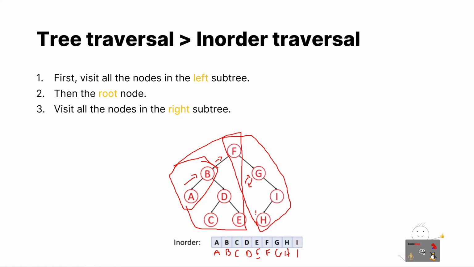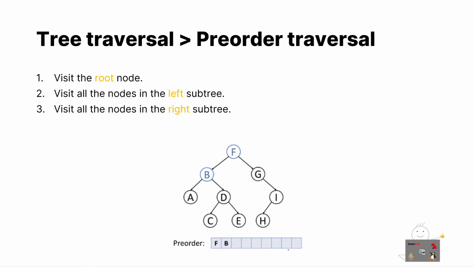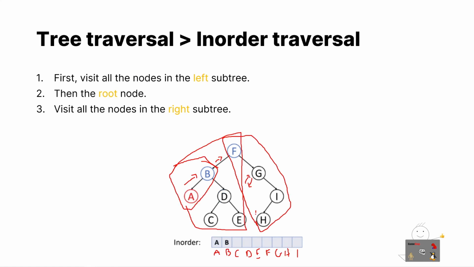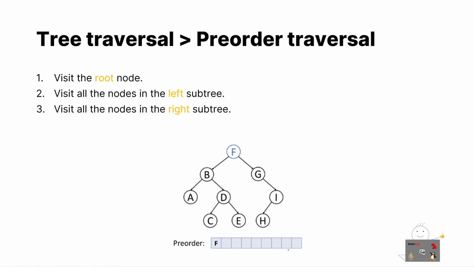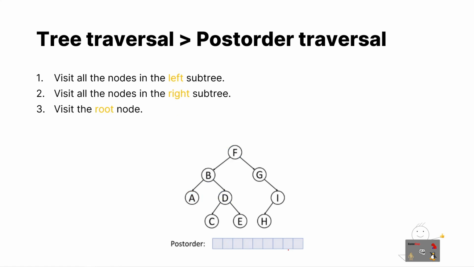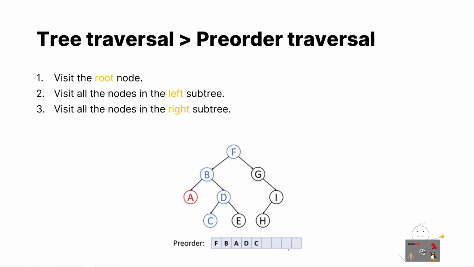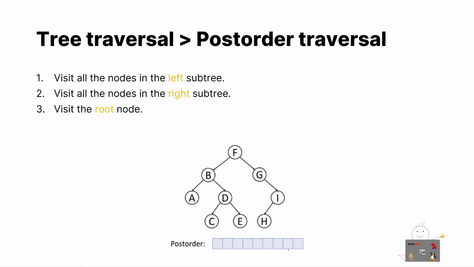I also needed a little time. But once you grasp it, the others will be as easy. We also have the pre-order traversal, which is just another order. Here we started with the left subtree. In pre-order, we start with the root node and then go to the left subtree, then the right subtree. And for the post-order traversal, we start with the left, then right, and then root.